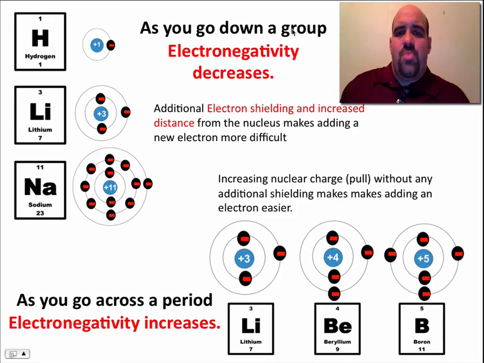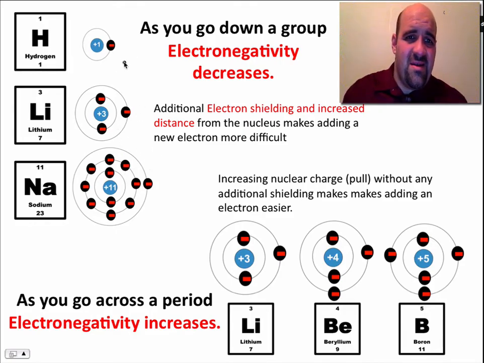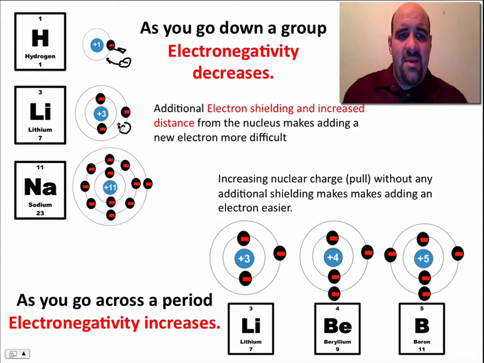As you go down a group, electronegativity decreases. Why does it decrease? Additional electron shielding. As we go down, there's more shielding. An increased distance from the nucleus makes adding a new electron more difficult. So as you're going down the periodic table, you have more energy levels and more electron shielding. So an electron here would probably be easier to add because it's not that far from the nucleus. There's not a lot of electrons saying, get away from me. Over here, now we have a further distance from the nucleus.